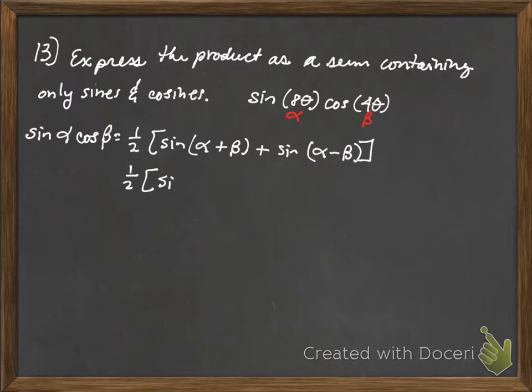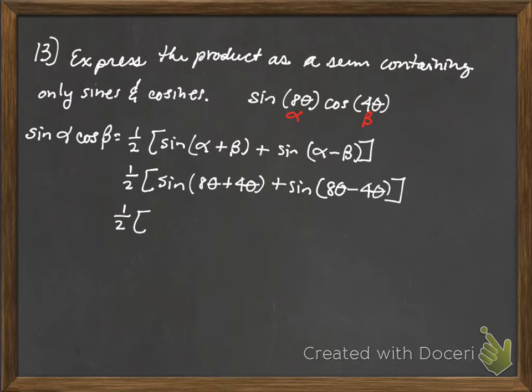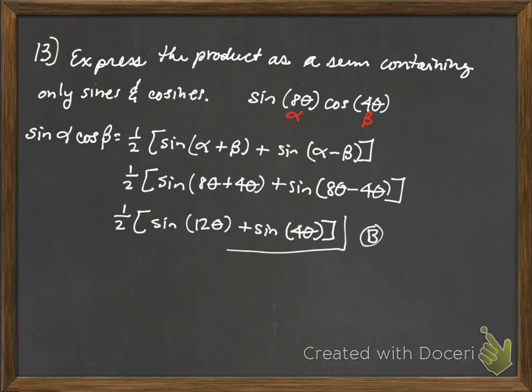So this becomes sine of 8 theta plus 4 theta, plus sine of 8 theta minus 4 theta. So this becomes 1/2 times sine of 12 theta plus sine of 4 theta. And that's it. That's all I can do with it. This corresponds to letter B. I keep on saying number. Okay, so that's that for this one, and I'll do another one for 14 and 15.